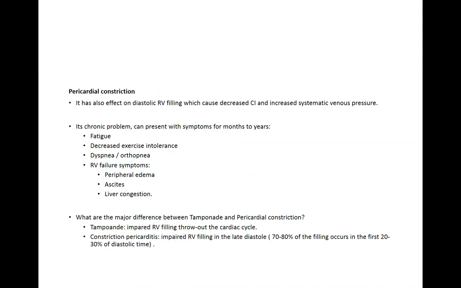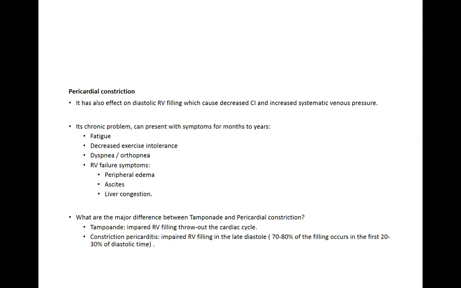So, pericardial constriction. Pericardial constriction has an effect on the diastolic RV filling, which leads to a decrease in the cardiac index and increases your systemic venous pressure. As you guys know, this is a very chronic problem and can present with symptoms of RV failure, which include fatigue, decrease in exercise tolerance, dyspnea, orthopnea, and RV failure symptoms: peripheral edema, ascites, and liver congestion.